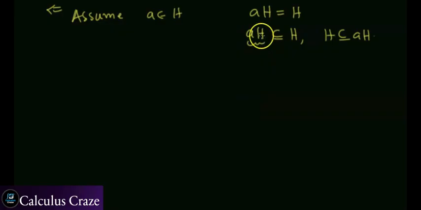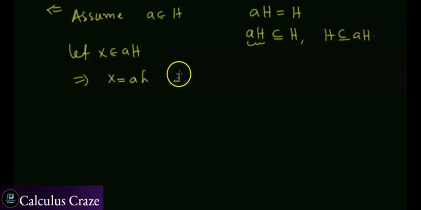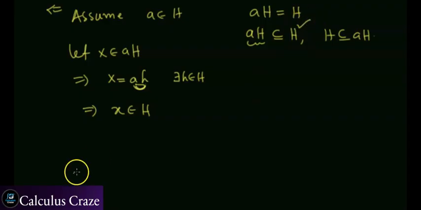So let me pick an element from here. Let X be an element from AH. This implies X equals A times H for some H inside H. But now you can see that A is already inside H from the assumption, and H is also inside H, and H is a subgroup. So both these elements are from H. H is a subgroup, so AH must be inside H, and this implies that X is inside H, right? So this inclusion is fine.